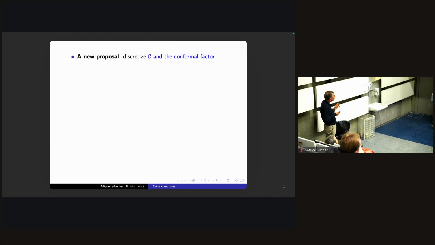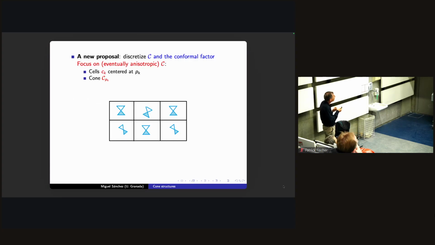What I propose is to discretize, taking on the one hand the cone and on the other the conformal factor. The conformal factor would be more or less trivial. The nice point is to discretize the conformal structure, the cones. In this case, I have at each cell in the grid one cone, okay?